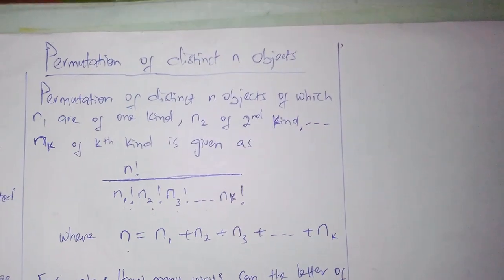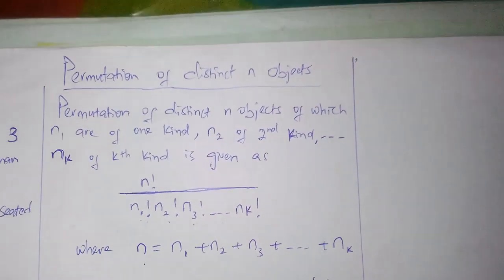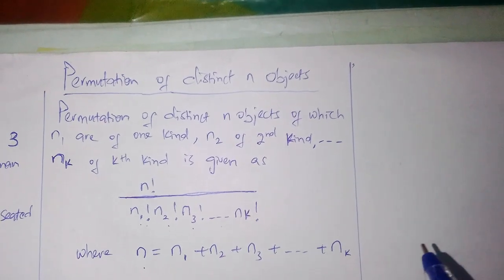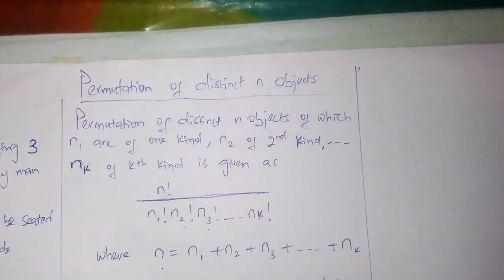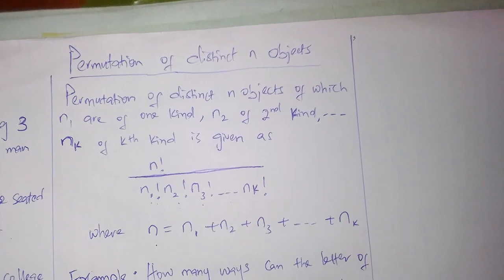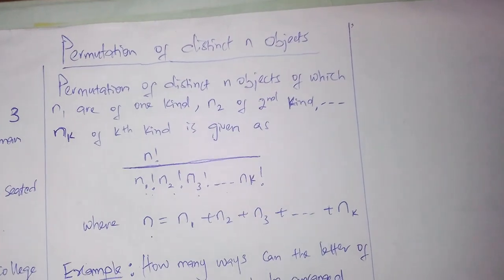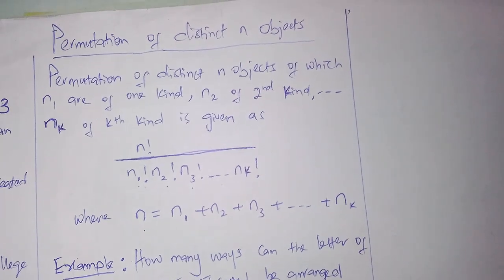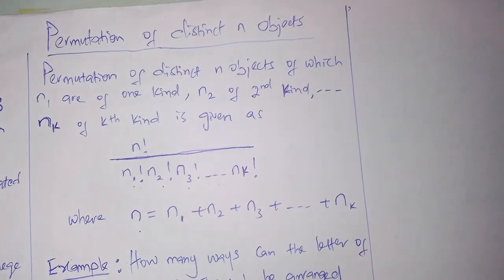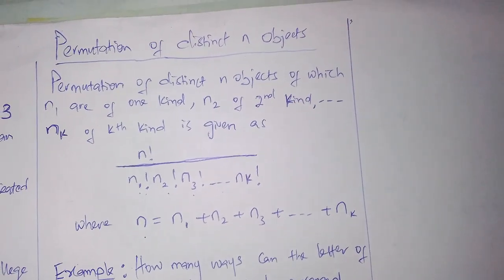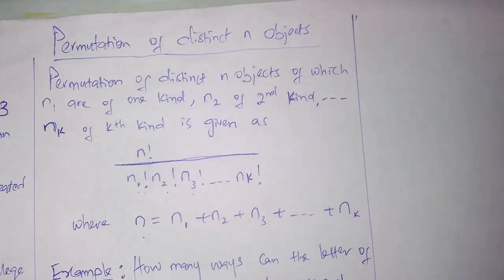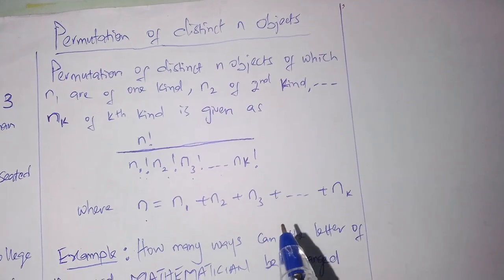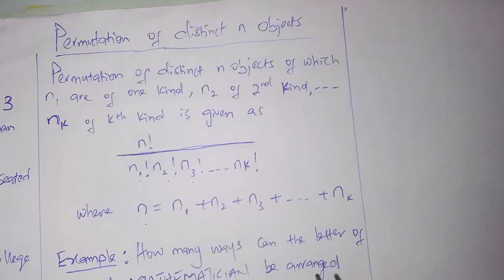In this video, we'll be looking at permutation of n distinct objects. Now, the permutation of n objects of which n1 are of one kind, n2 are of the second kind, down to nk which are of the kth kind is given as n factorial over n1 factorial times n2 factorial times n3 factorial down to nk factorial, where n is equal to n1 plus n2 plus n3 down to nk.